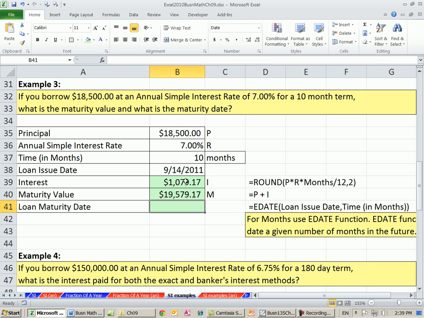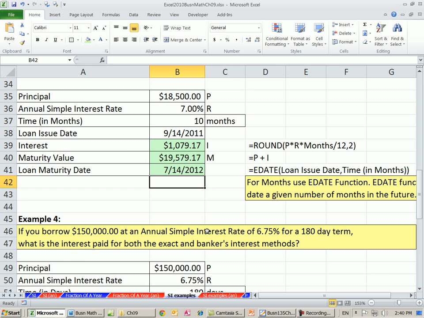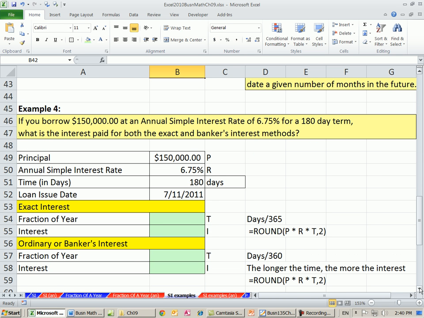The loan date, I love the EDATE function. Just take whatever serial number date you have and tell it how many months in the future. By the way, if you had 5 years, you would say 5 times 12. So the EDATE always has to have months. But if you have years, just multiply those years times 12. All right, so we don't have years. We just have 10 months. So there it is, 7/14/2012. All right, our fourth example.